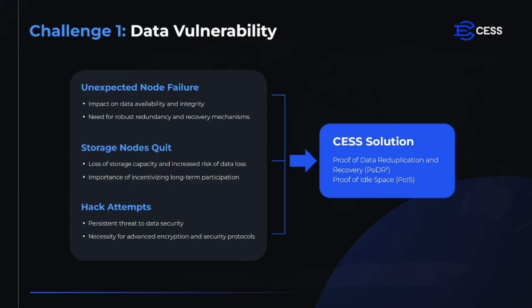That being said, allowing open participation introduces an extra layer of vulnerability because of inadequate system configurations and users' lack of security knowledge. This can enable hackers to access the system and compromise users' data or delete it entirely. As a result, the system should incorporate advanced encryption and security protocols to counter these threats. To address all of those issues, CESS provides a solution by utilizing its proof of data reduplication and recovery technology, PODR², and proof of idle space, or POIS, algorithms.